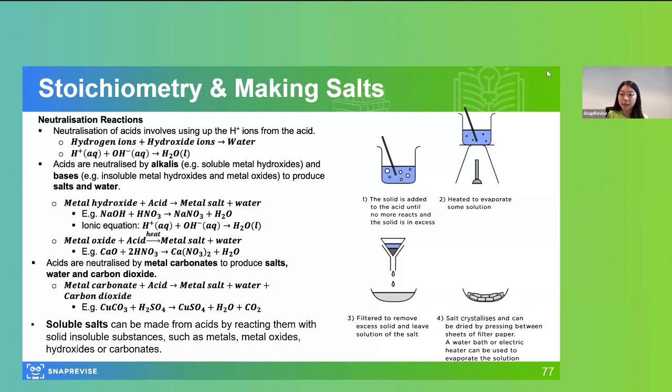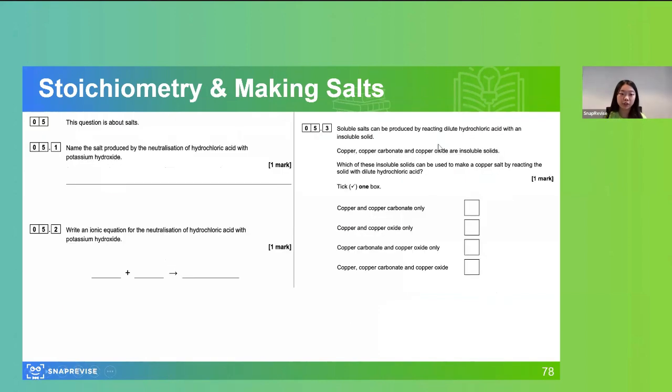Third step, filtering. Filtering any excess solid, making sure that there's not any little bits in the solution that you put into your evaporating dish. Fourth step is just waiting for it to crystallize, and you evaporate this using a water bath or an electric heater. Those two things. I hope that was clear for everyone. So we're going to move on to a question.